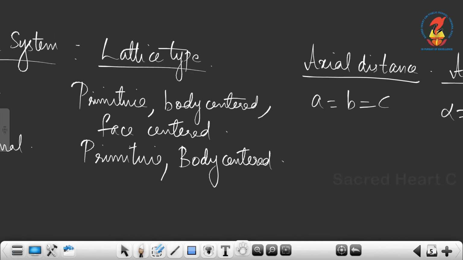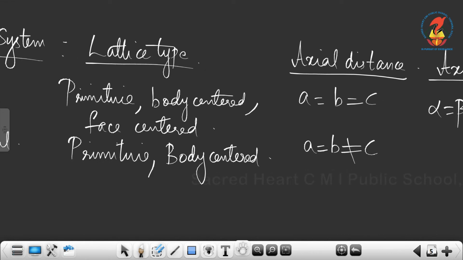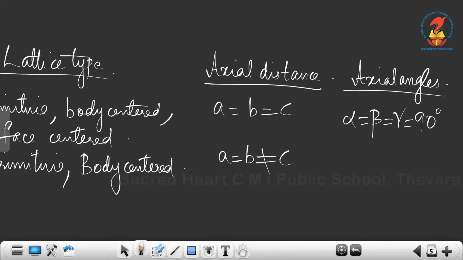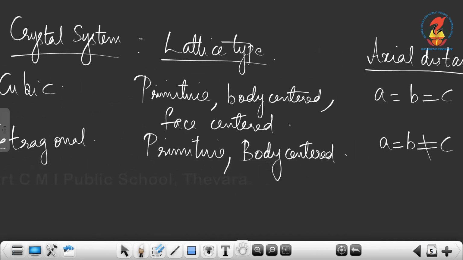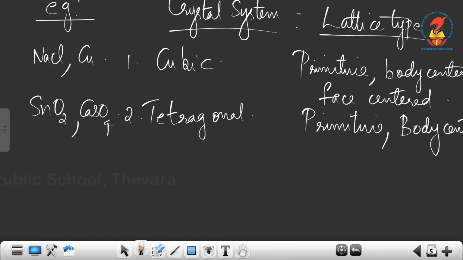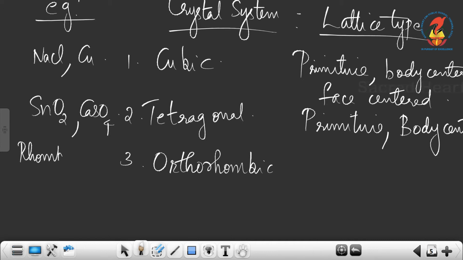And the axial distance is A equal to B not equal to C. And the axial angle is alpha equals beta equals gamma equals 90 degree. Now the third crystal class, number 3, is orthorhombic. An example for orthorhombic crystal class is rhombic sulfur. Now potassium nitrate, KNO3.